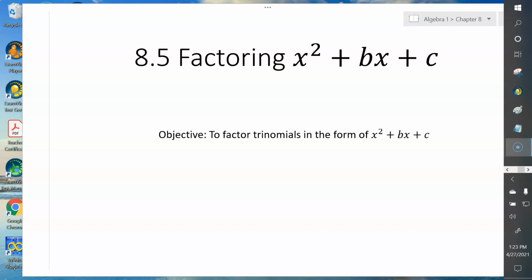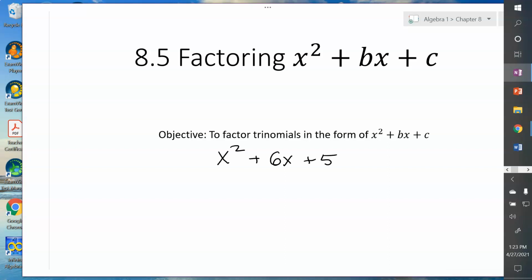Everybody, this is Mrs. Snook with section 8.5, factoring ax squared plus bx plus c. And our objective is to factor trinomials that are in this form. And here's an example of what one of those might look like. X squared plus 6x plus 5. So that's the type of trinomial we're looking at.